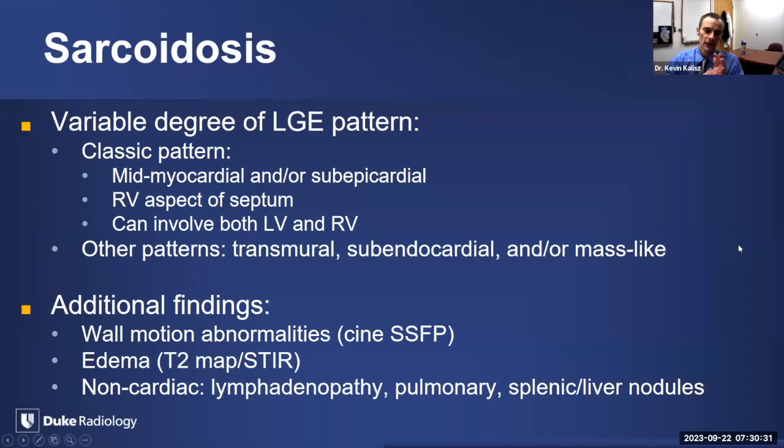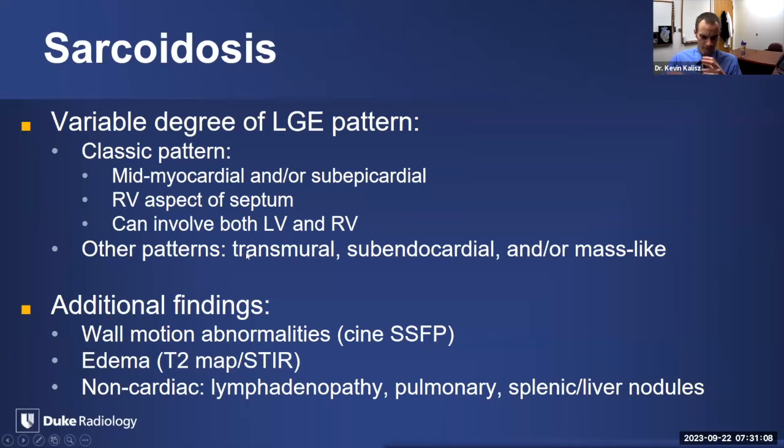So sarcoidosis is one of those things, not only in the heart, but in the lungs and the brain, that can have a wide variety of imaging appearances. I'll go over classic appearances, which would be a non-ischemic pattern, so mid-myocardial and/or subepicardial distribution. Some might say when it involves the septum, if it's subepicardial on the RV aspect of the septum, that's a little bit more specific for sarcoidosis, as opposed to something else like myocarditis. And you can certainly have biventricular involvement, so left and right ventricle involvement are fair play.